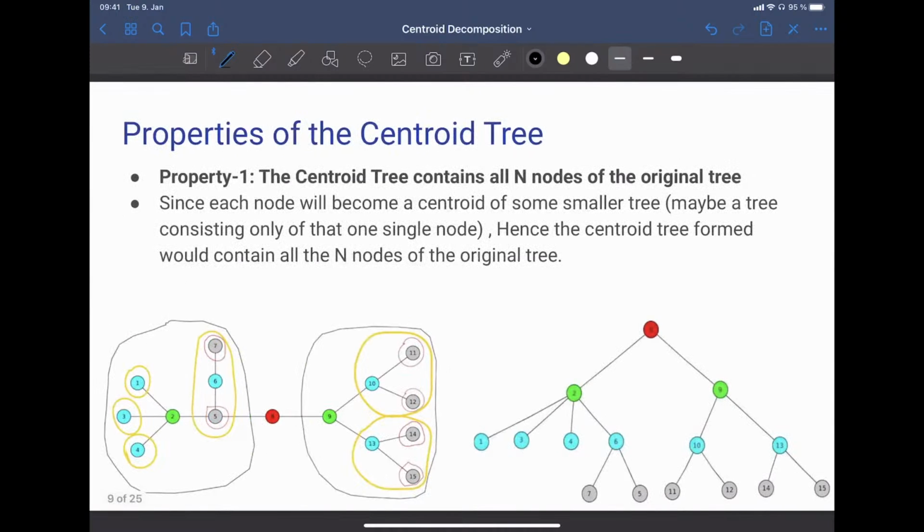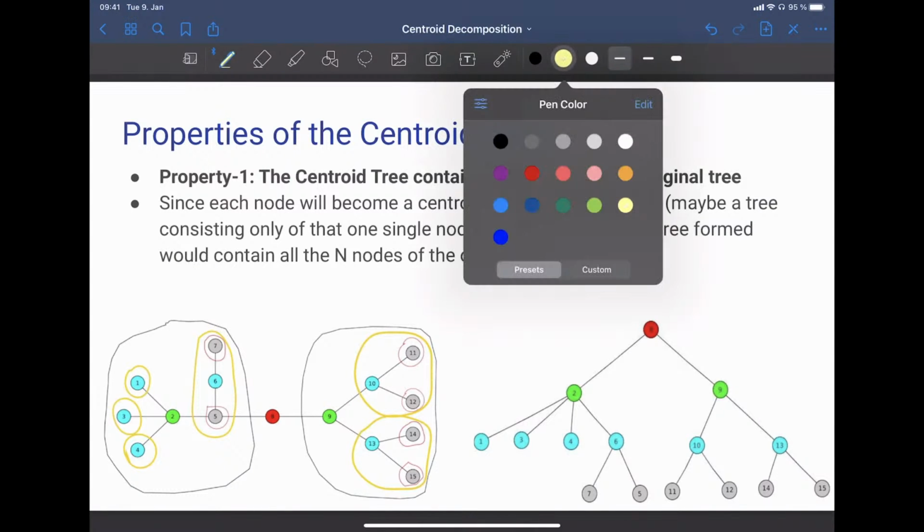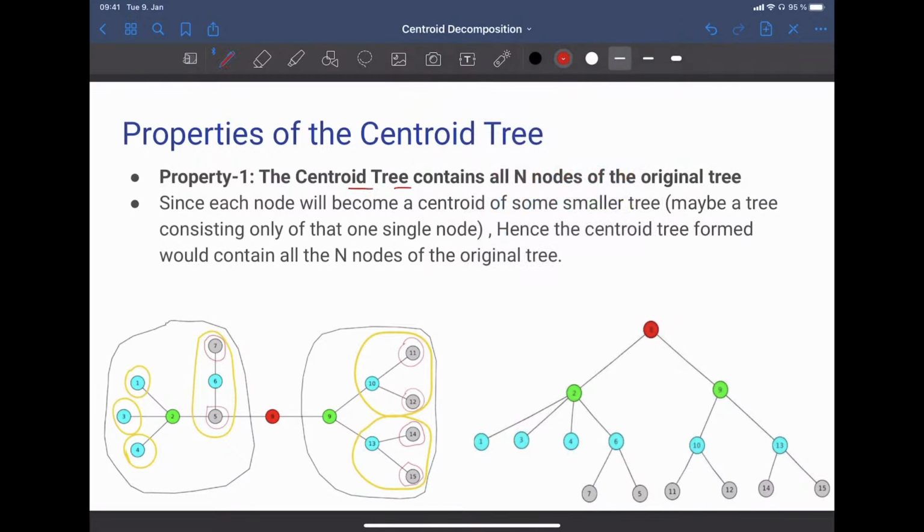Okay. So now let's come back to the properties of the centroid tree. The first property, a very basic and trivial one, is that the centroid tree contains all the nodes of the original tree. This is a very obvious property. Basically, every node of the original tree will become a centroid of some smaller tree. And this could be a tree consisting of only a single node. Whenever a node becomes a centroid of a smaller component, it gets attached to the centroid tree.